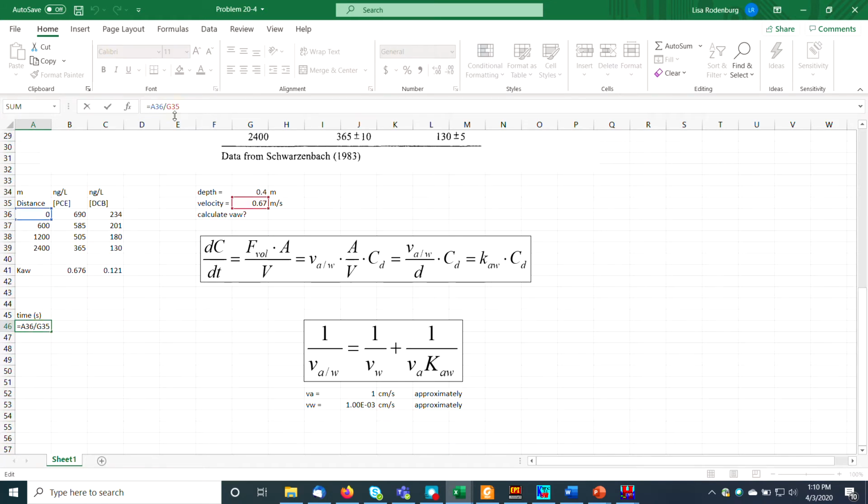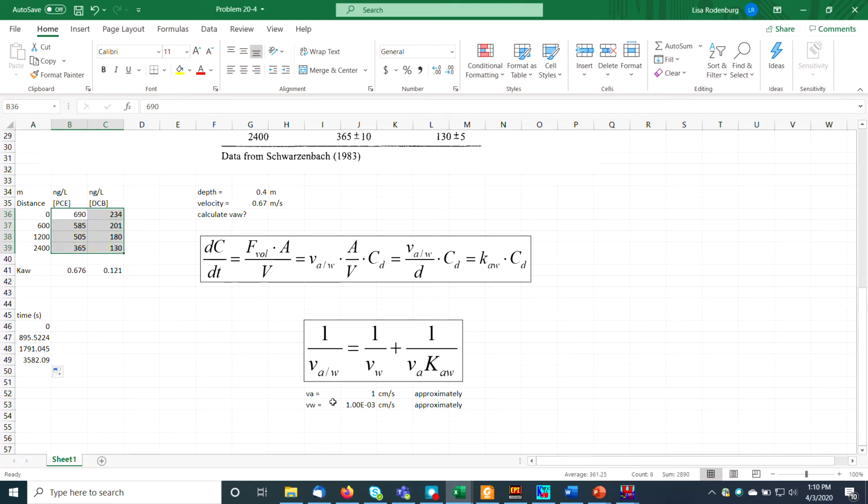The velocity is always in that cell, so use F4 to put our little dollar signs there. And voila. These are not really changing. So when we're trying to calculate dC/dt equal to a first order rate constant times the concentration, the easiest way to do that is to linearize it. So you calculate the log of concentration versus time. Let's do that. Equals natural log of this concentration.